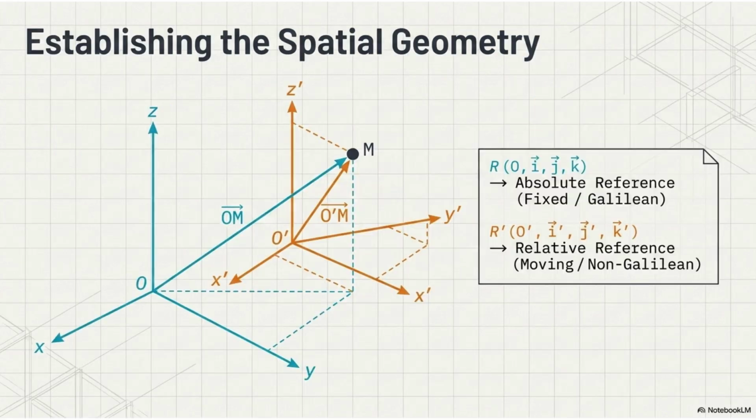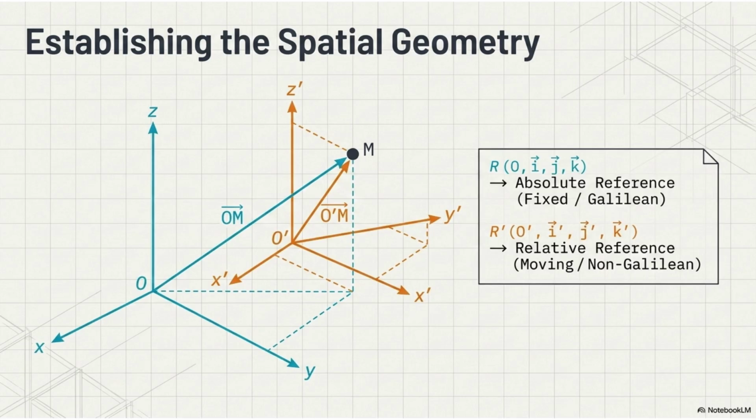To describe motion mathematically, we need to establish the geometry of our reference frames. Here we have two coordinate systems. The first system is R, with origin O and axes X, Y, and Z. This represents the absolute, or fixed, reference frame. The second system is R', with origin O' and axes X', Y', and Z'. This represents a moving reference frame.